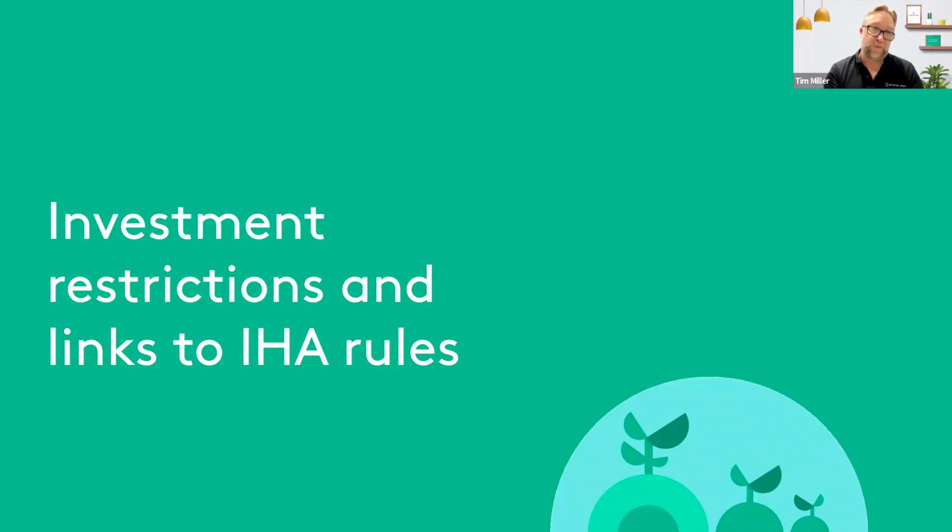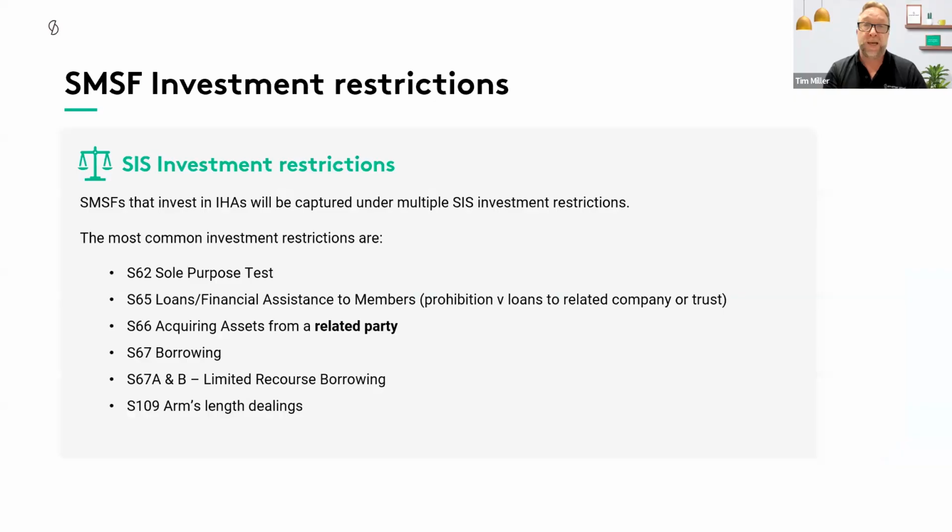As we finish up, from an investment restriction point of view, the key thing about in-house assets is they do have links to other investment restrictions. As I've just mentioned with Aussie Golfer, the sole purpose test is one. As I highlighted earlier, there's that key issue around loans and financial assistance. It's okay under 71 to lend to companies and trusts. It's not okay under 65 to lend to members and relatives. So you've got those nuances to contemplate there.